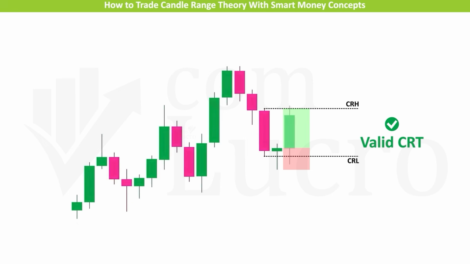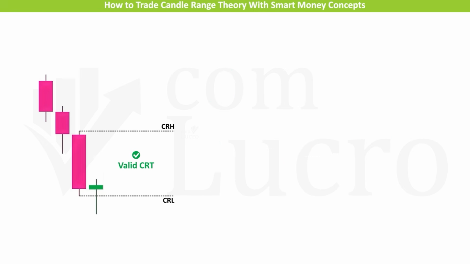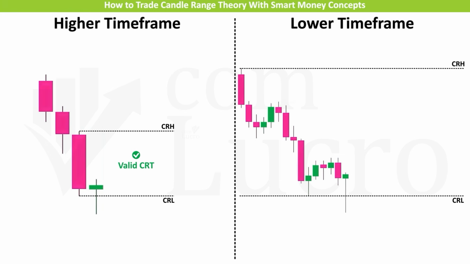But there's a more refined and higher precision method. We can zoom into a lower time frame to locate a more accurate entry point. For example, if we're analyzing the 1-hour chart, we can drop down to the 5-minute or 15-minute chart to see what's really happening inside that move.